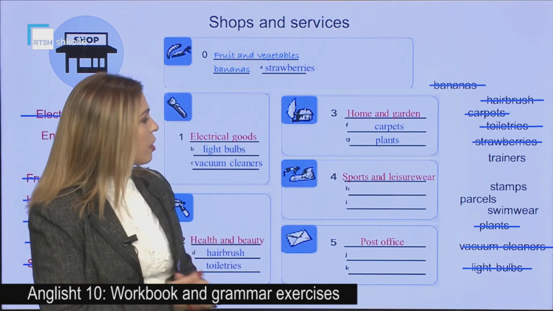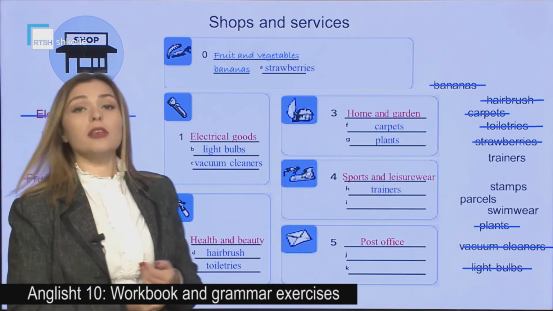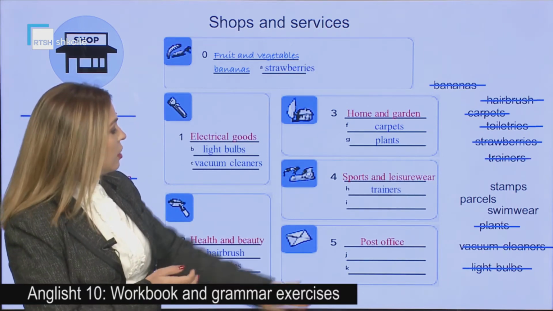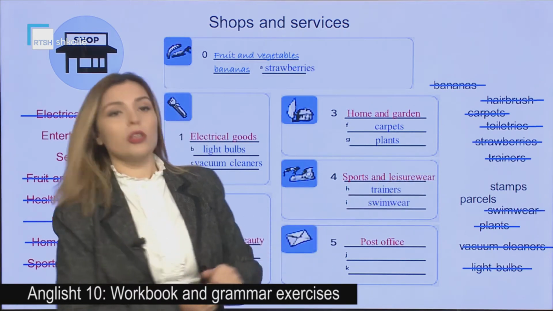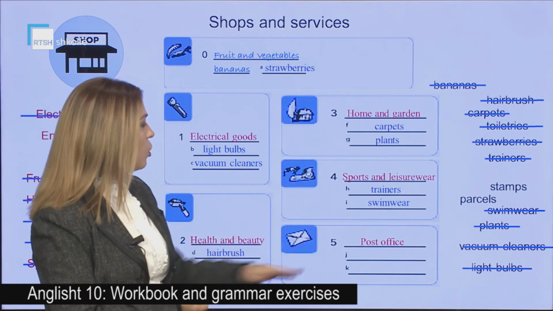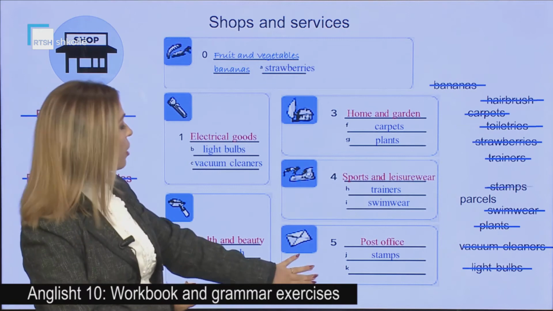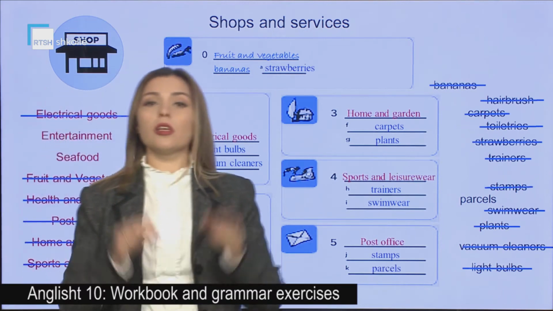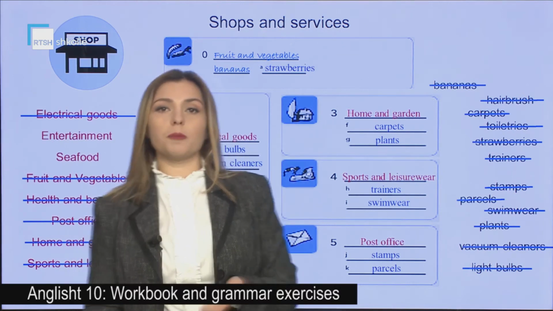Sports and leisure wear. Look at the words. We've got, of course, the trainers. And what else? Since we're talking about leisure wear, we're talking about swimwear. And the last one, the post office: we can buy, of course, stamps, and we can get the parcels, so those boxes that somebody sends to someone else.